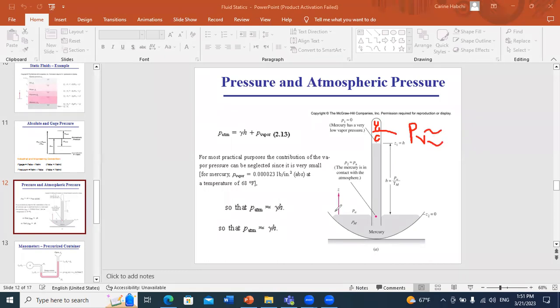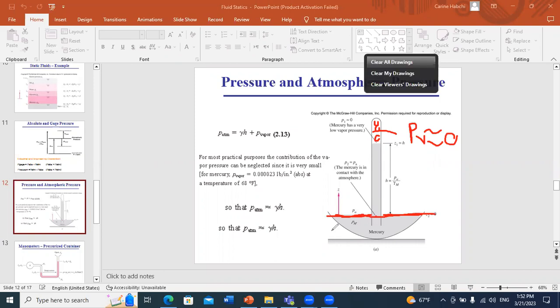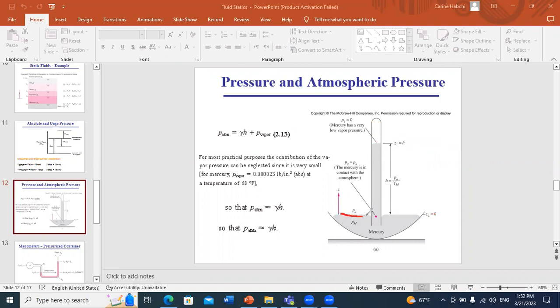Why? Because if we want to measure, for example, the pressure of the room using this device, how do we do this? We know that the pressure of a static fluid will not vary horizontally. So if we move on this surface horizontally, the pressure will not change. So we can say that the pressure at these points, which is the atmospheric pressure, is equal to the pressure at this point, which is at the bottom of the tube.